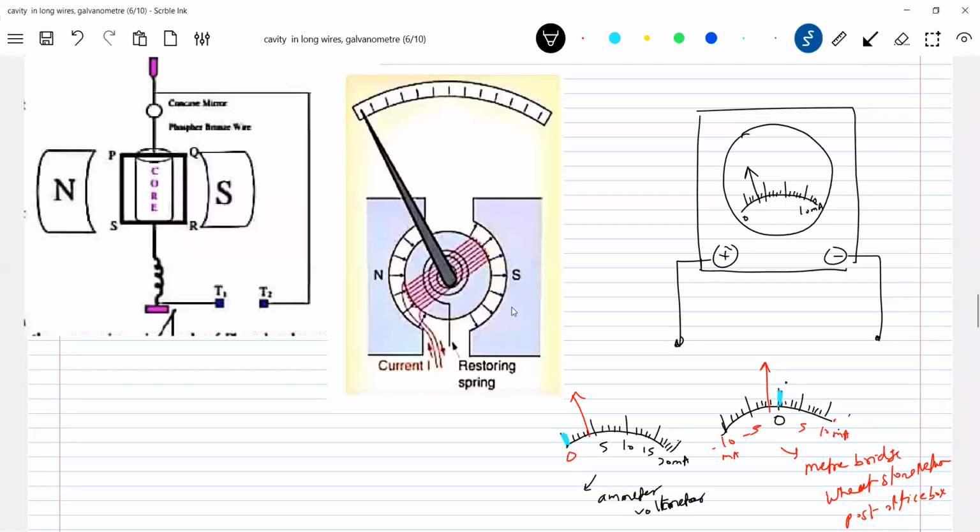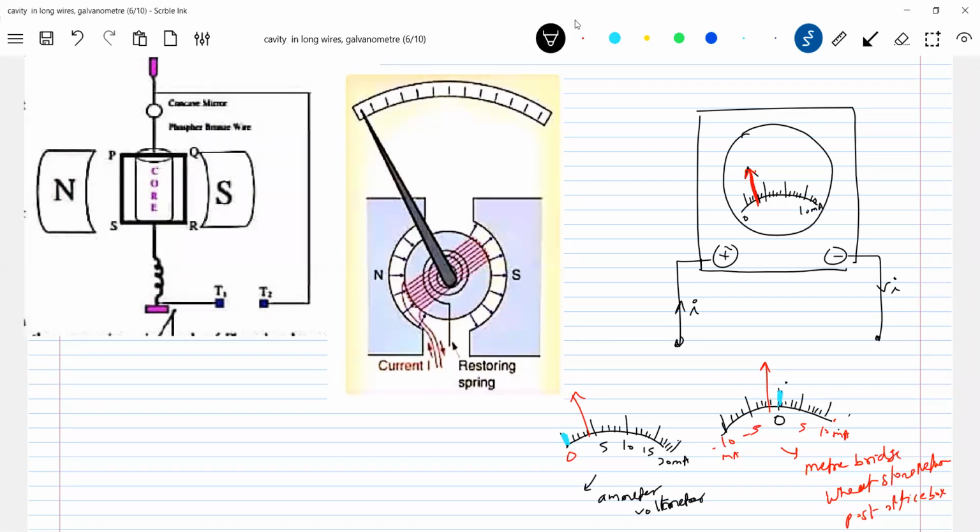So here, as I pass a current, the pointer will deflect. And what should be the deflection of the pointer? The deflection of the pointer should be proportional to the magnitude of current. So all my design should be such that the deflection in the pointer is proportional to the current. How to make that? How to deflect the pointer?